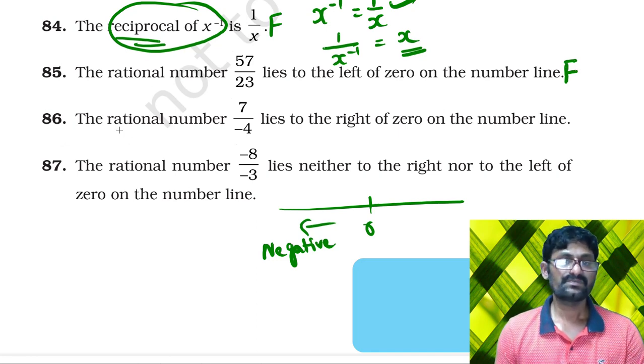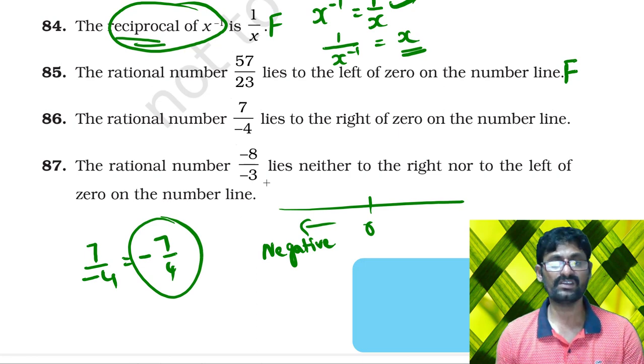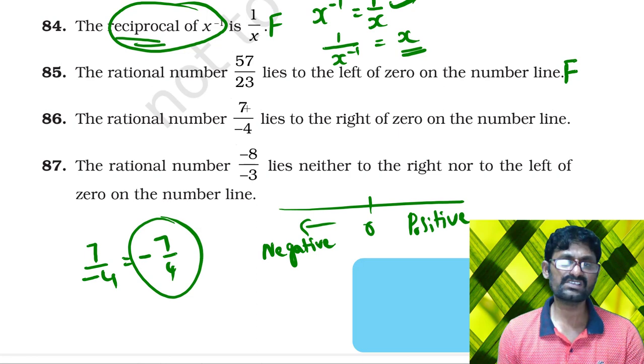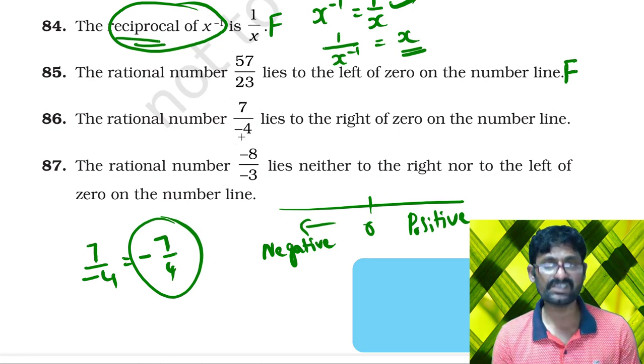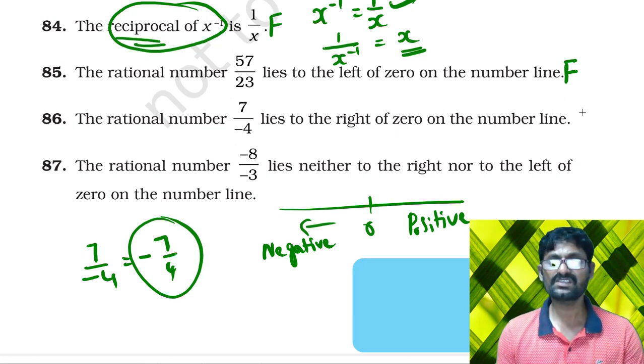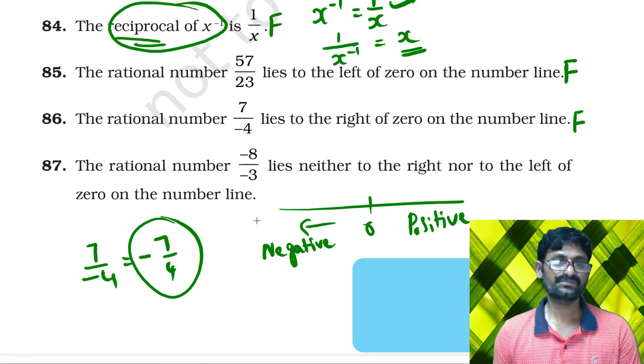Next, 86. The rational number 7 by negative 4 is nothing but negative 7 by 4. That means this is a negative number. It is said to lie to the right of 0 on the number line. Is it true? No, false. Why? Because to the right of 0 we have positive numbers, not negative numbers. Negative 7 by 4 or 7 by negative 4 will be on the left side of 0. So this is a false statement.